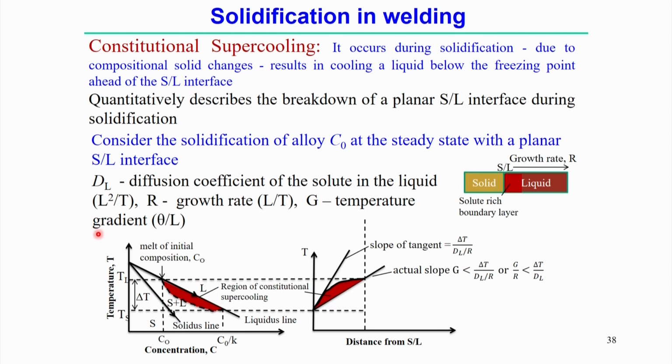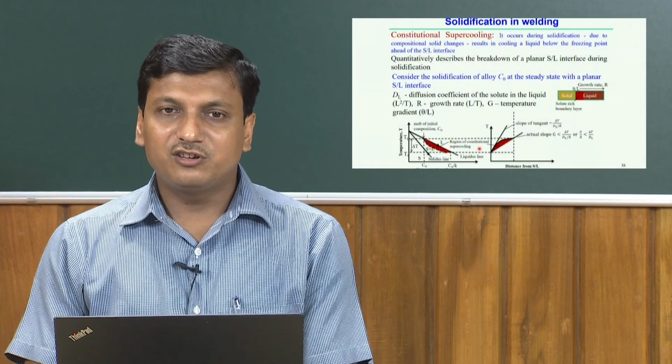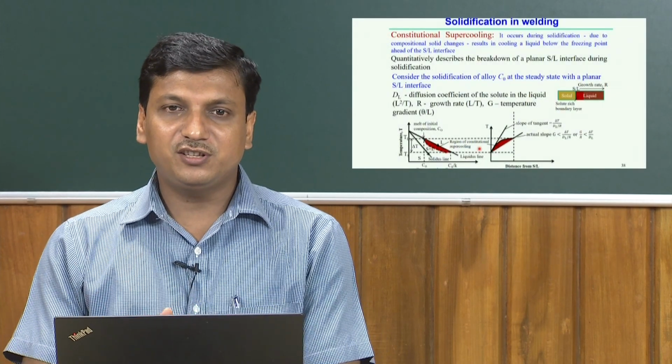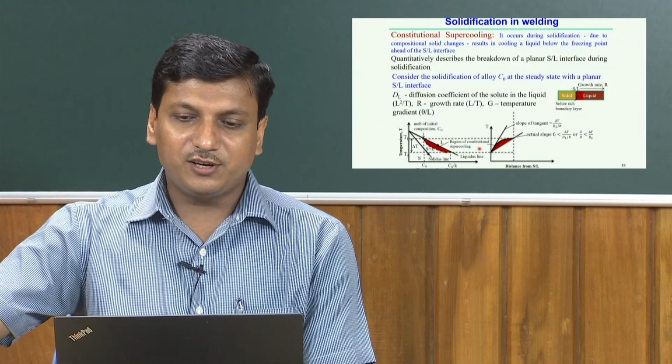So, temperature gradient is theta by L, that means it is the temperature per unit length. These are the typical parameters that are involved to represent the constitutional supercooling during the solidification process. Now, we try to explain this phenomenon graphically.